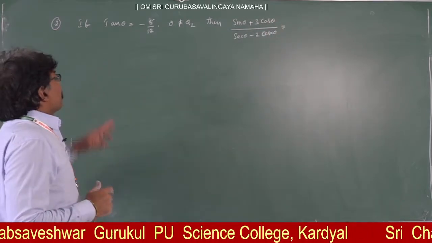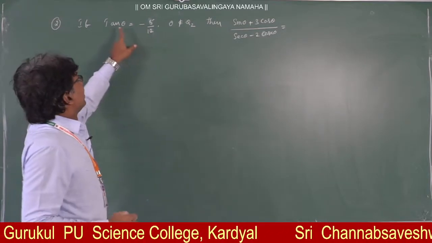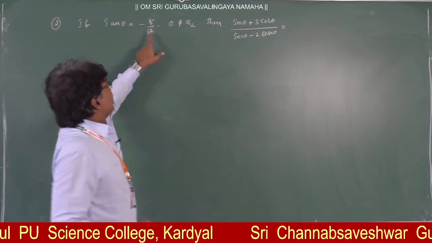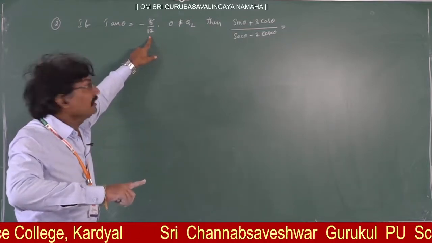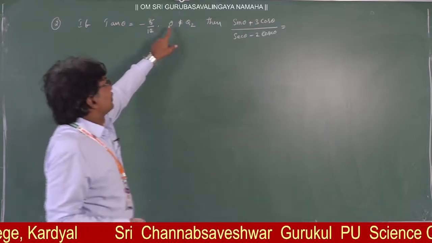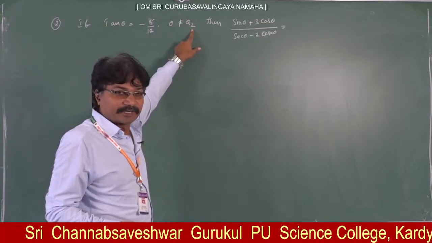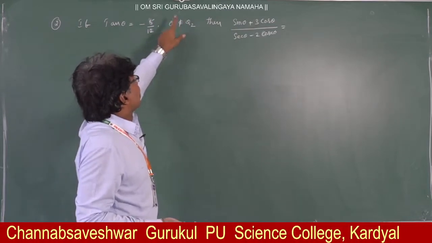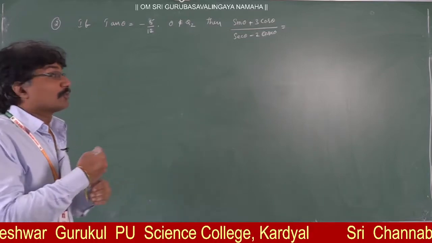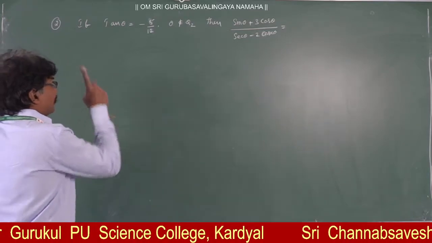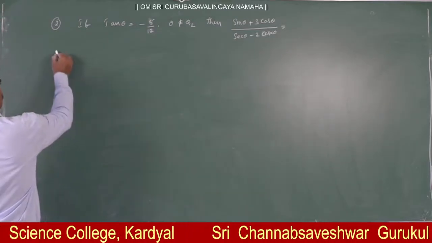So first of all, tan theta is equal to minus 5 by 12. Tan theta negative, when is it possible? In second and fourth quadrant. But theta does not belong to second quadrant. That is a very, very important point. Automatically theta belongs to fourth quadrant. First identify the quadrant, then only we have to calculate all the values. Okay, solution.